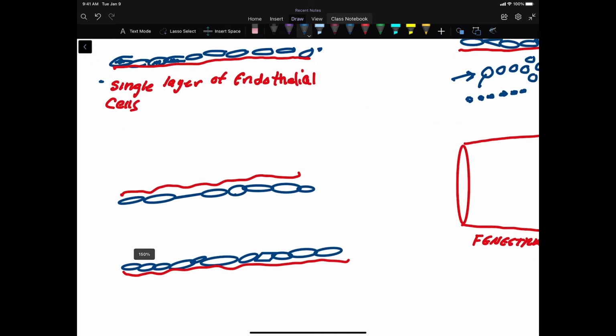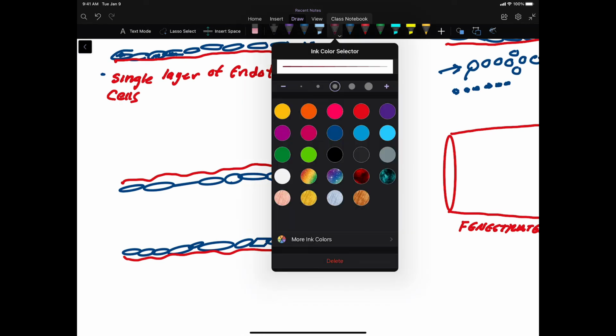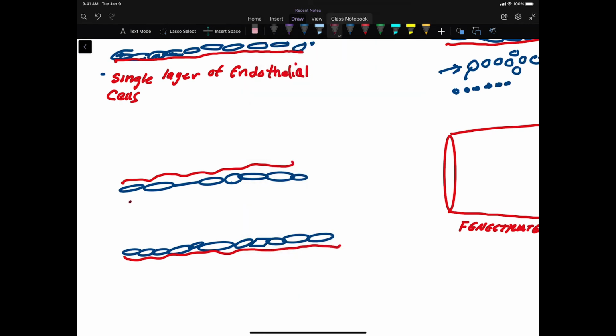What's another thing that happens here? Let's go with this color. Let's say I'm going to just put an H for hormones. And we have P for protein. And we have G for glucose, because all these things are also floating around in the blood as well.